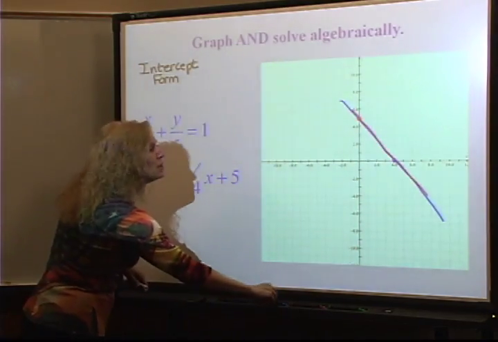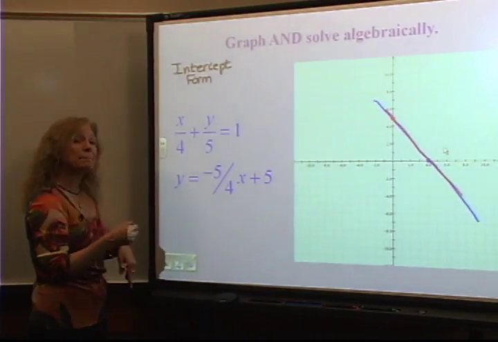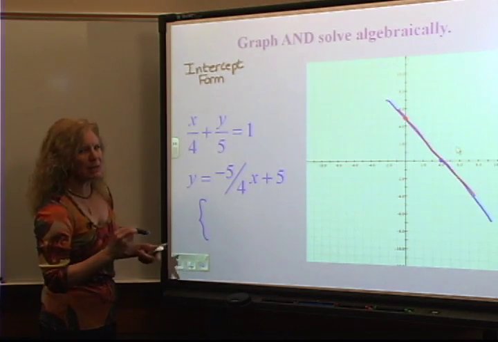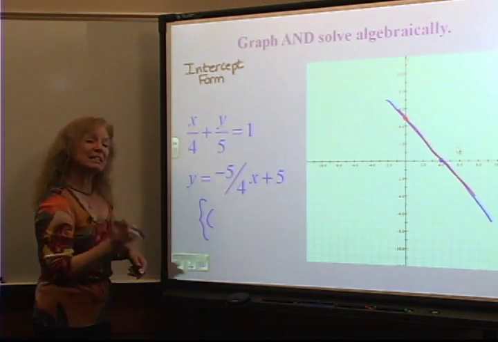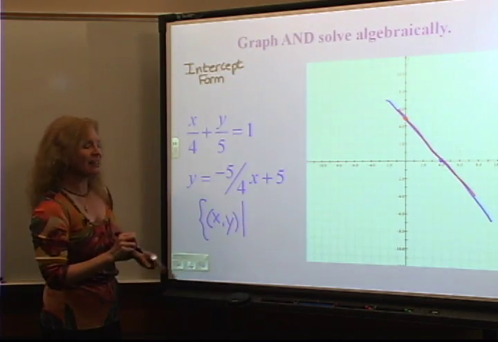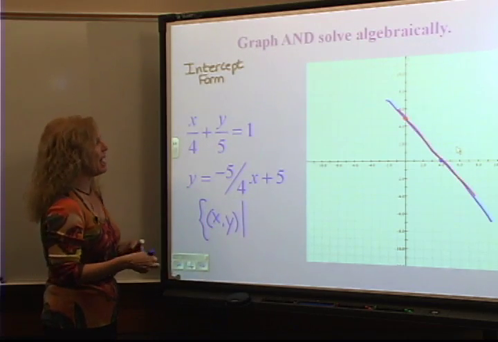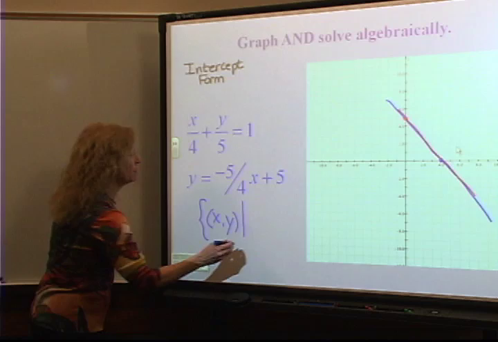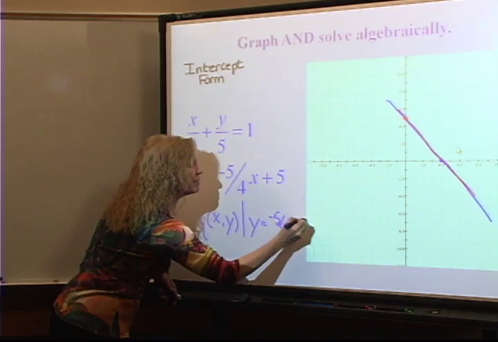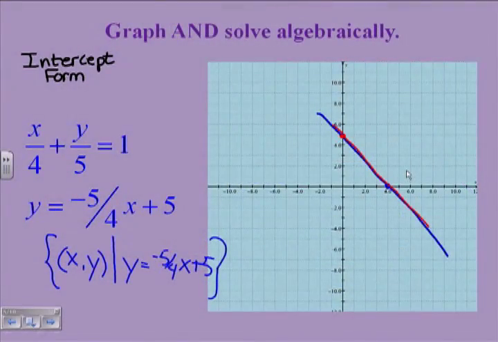So what we usually do in this case is you can say my solution set, if you like, and it's always scary when we get into this fancy notation, but it's the set of all ordered pairs such that, that vertical line we read as such that, and take either of your equations. Y equals -5/4 x plus 5. Now, what that fancy notation is saying is my solution is every ordered pair that's on the line. I got lots of answers.